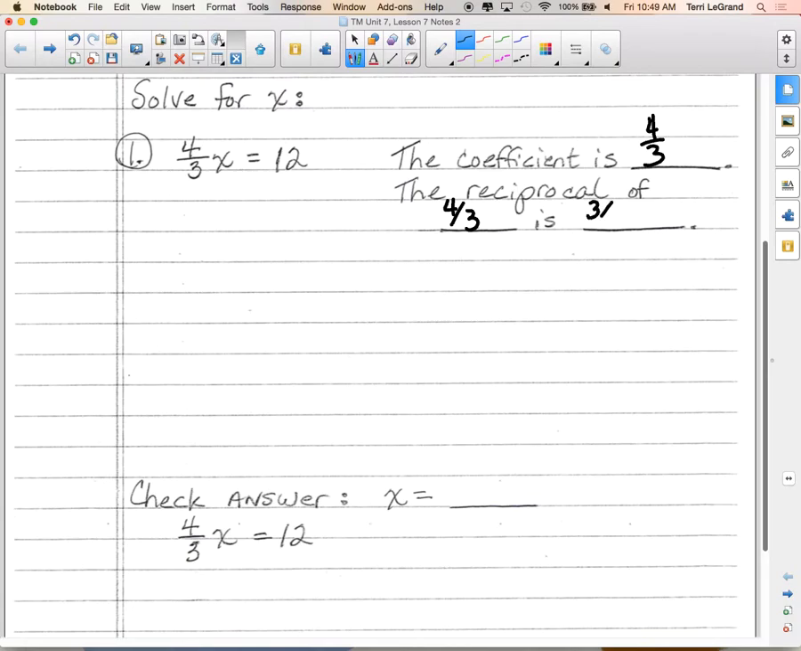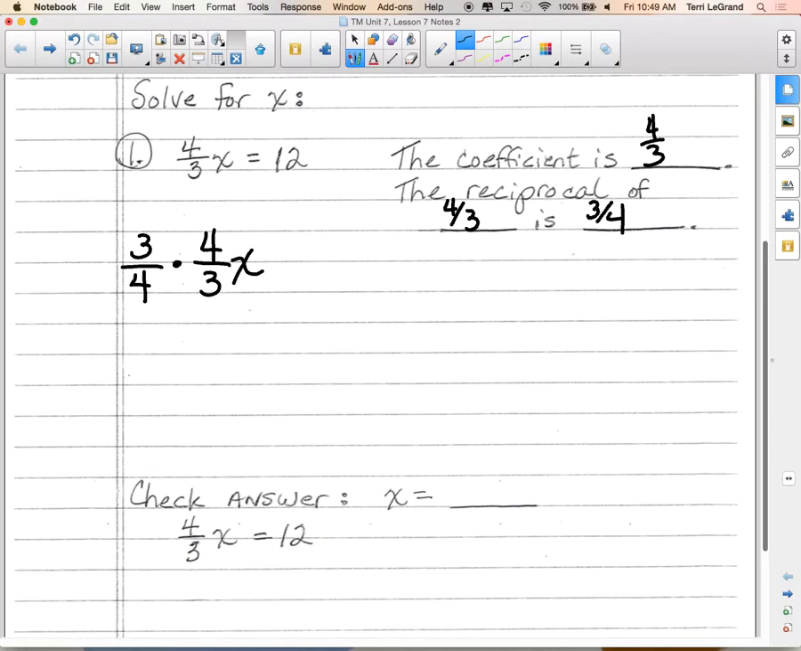Flip it over. So that's the first decision you have to make. What is the variable being multiplied by? And then, if it's a fraction like it is in this one, we're going to multiply by the reciprocal of that fraction. So let's start it right here. We're going to do 3/4, the reciprocal, multiply both sides of the equation by the reciprocal.